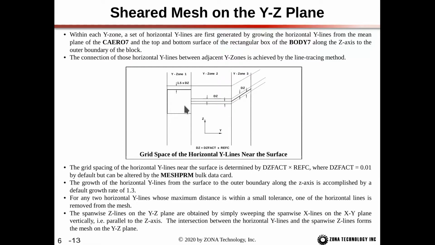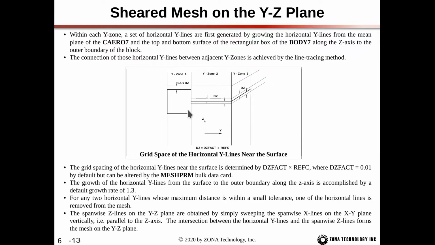So if we look in the case of only a fuselage, ZEUS can automatically generate the entire flow field mesh. We grow from the top of the body box out to the boundary, and we grow from the bottom of the body box out to the boundary, and we get a good mesh. On the other hand, if we have only a wing and we have no fuselage, ZEUS works very well too. It'll grow these lines automatically.